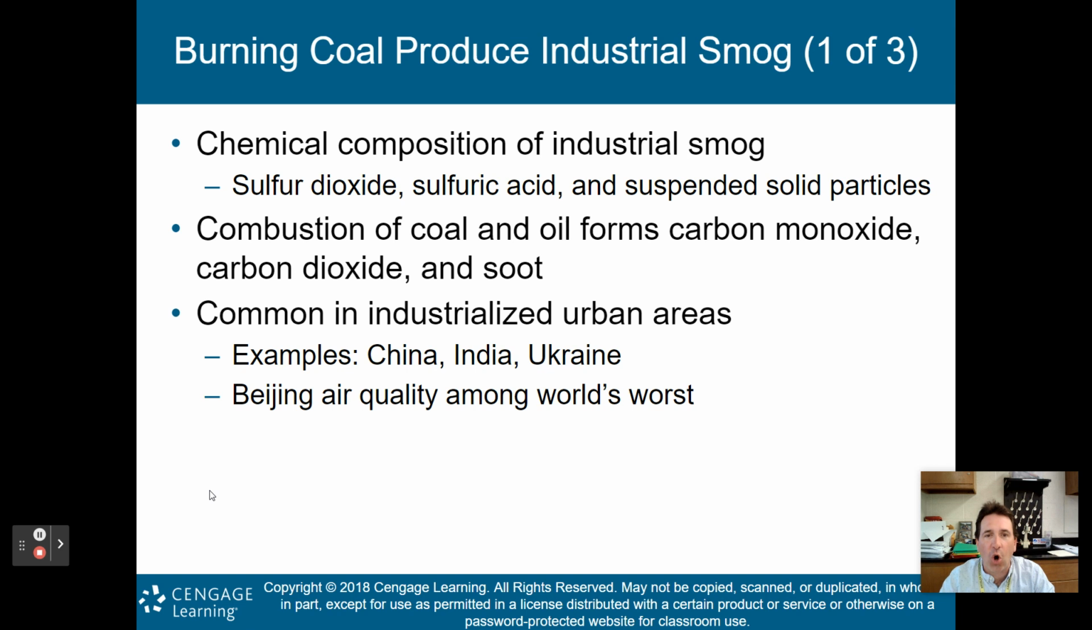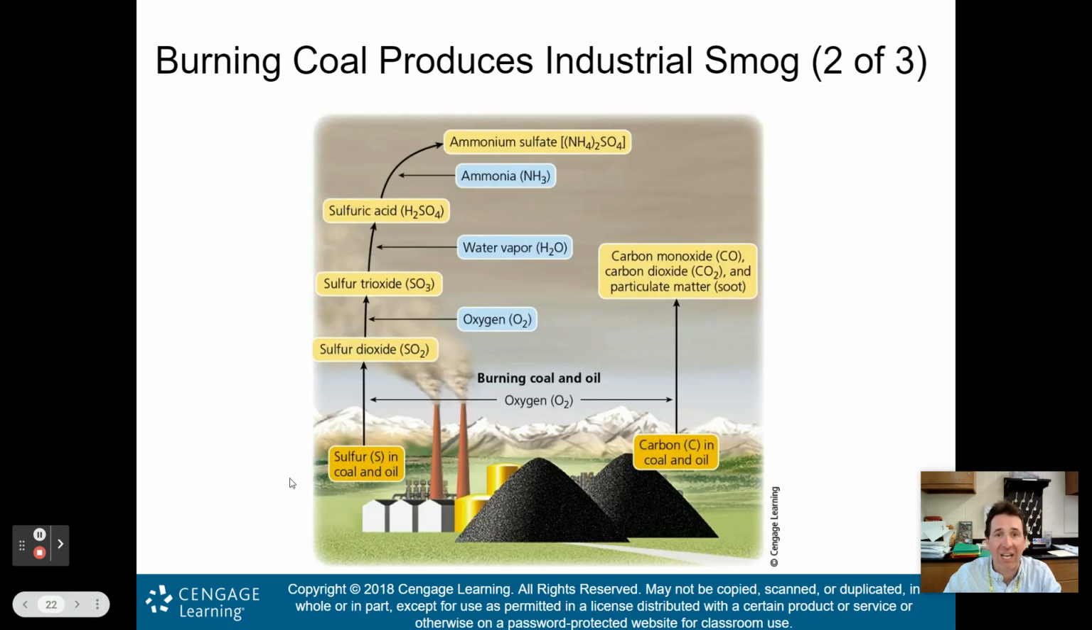The combustion of coal and oil forms carbon monoxide, carbon dioxide, and soot. Soot is another way to say suspended solid particles. It's common in industrial urbanized areas like China, India, the Ukraine. Beijing's air quality is among the world's worst. If you go out into the Midwest here, we have some coal plants as well. Obviously, we control our pollution a little better here in the United States, but still, any coal plant is putting out this industrial smog, or at least these chemicals that then produce industrial smog.